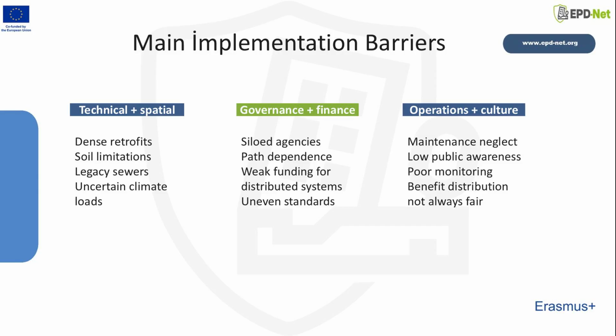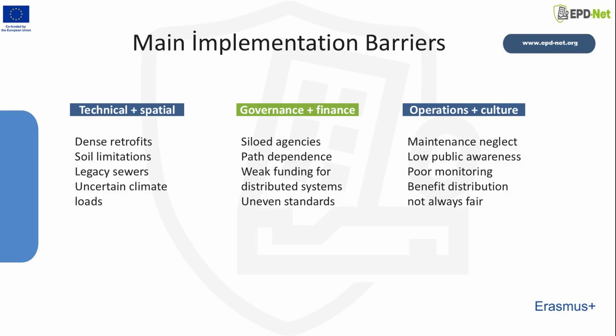One of the strongest messages in the literature is that implementation barriers are rarely only technical. This slide groups barriers into three categories: technical and spatial, governance and finance, and operations and culture. Technical and spatial barriers include dense retrofit conditions, soil limitations, legacy sewers, and uncertain climate loads. Governance and finance barriers include siloed agencies, path dependence, weak funding for distributed systems, and uneven standards. Operations and cultural barriers include maintenance neglect, low public awareness, poor monitoring, and unfair distribution of benefits.